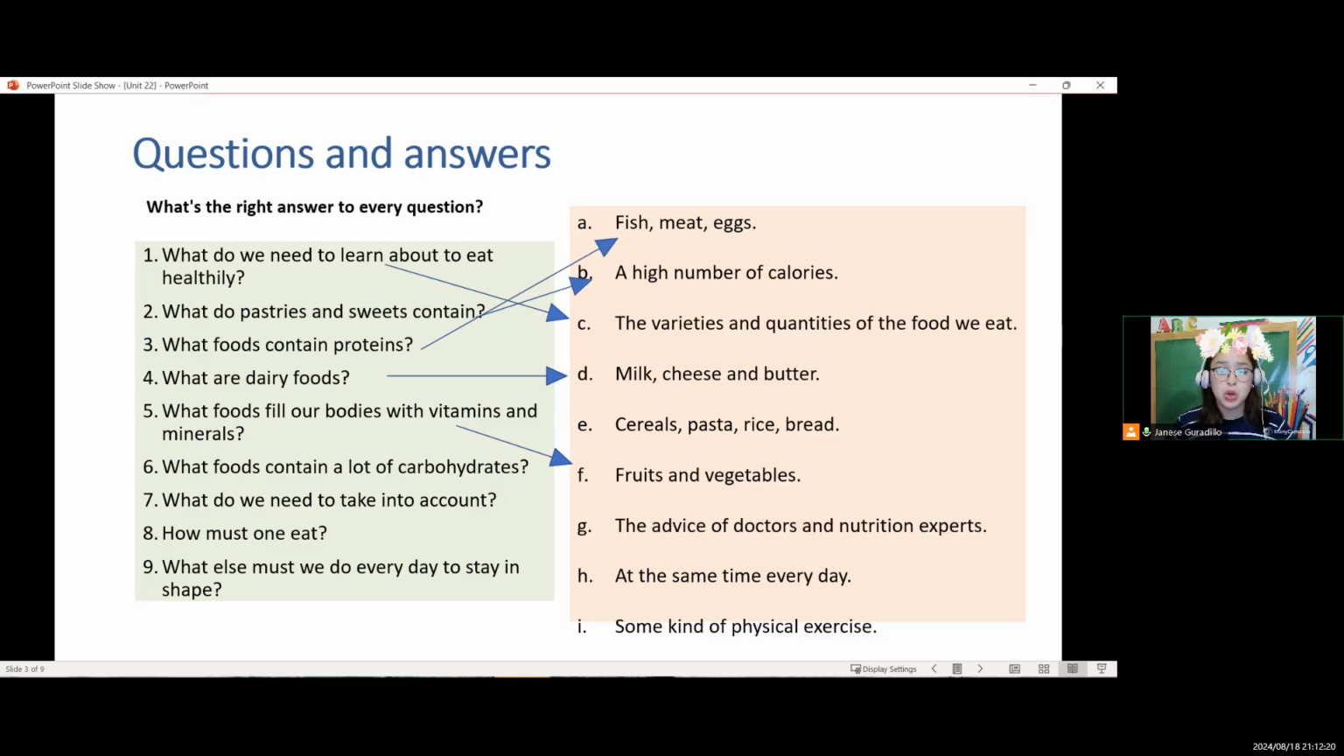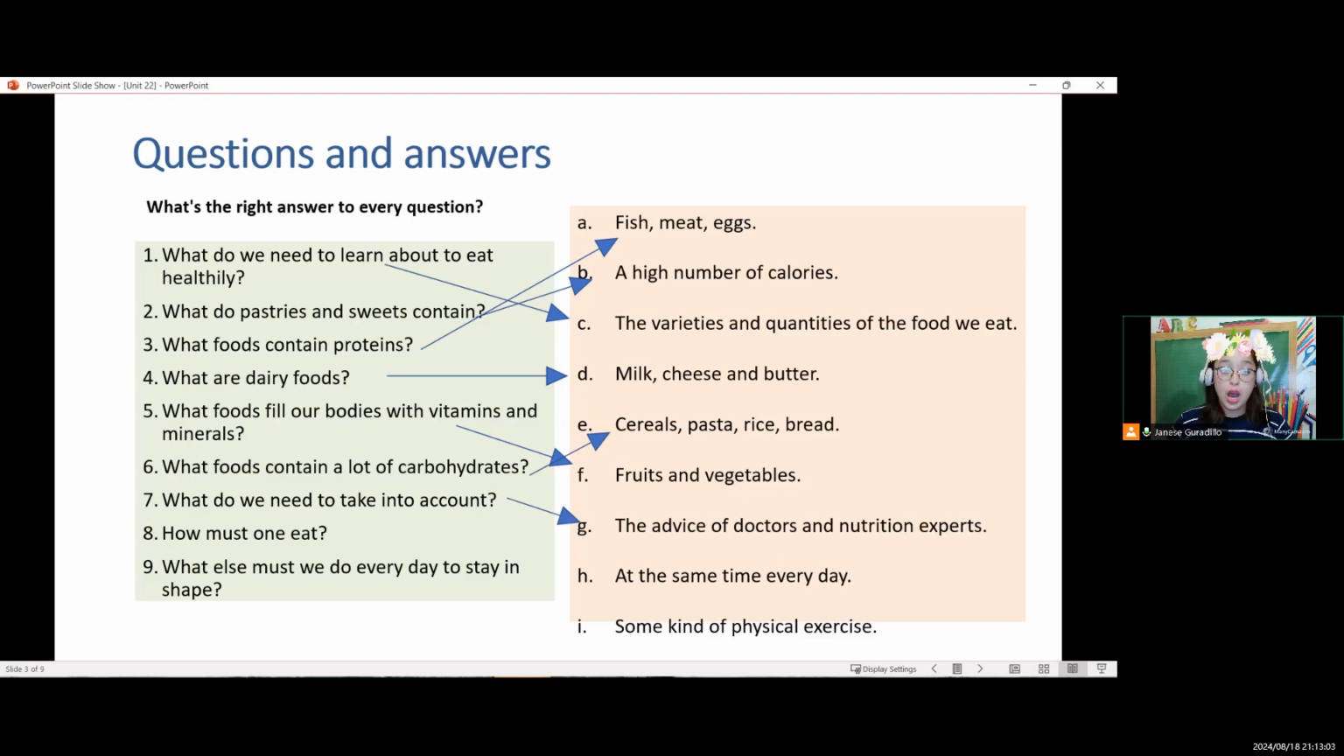Now, may I know what is your favorite fruit and what is your favorite vegetable? Okay, now number six. What foods contain a lot of carbohydrates? Cereals, pasta, rice, and bread. Number seven. What do we need to take into account? Very good. The advice of doctors and nutrition experts.